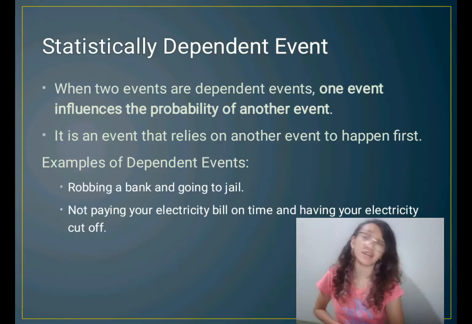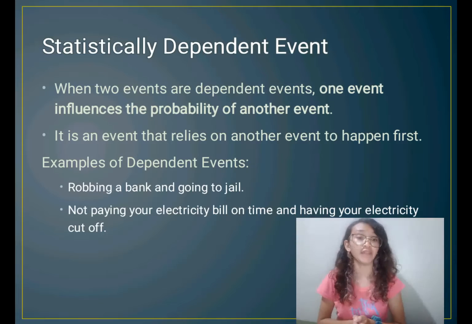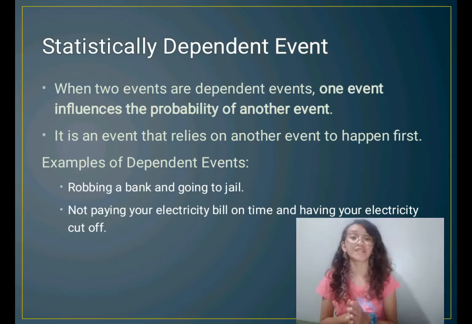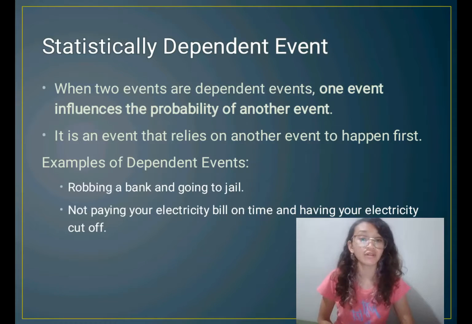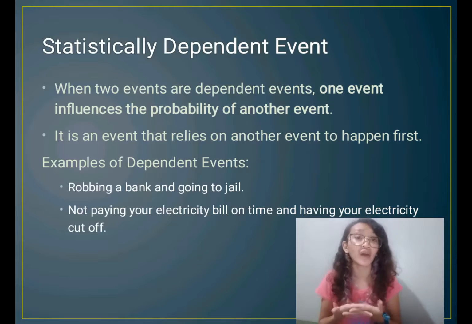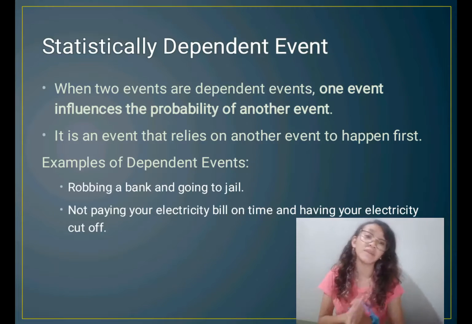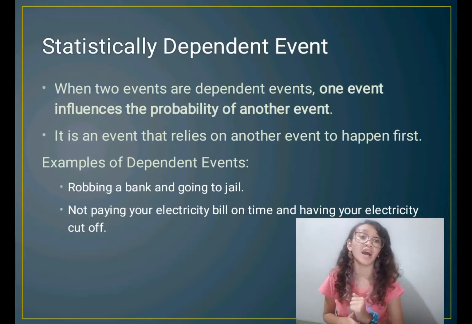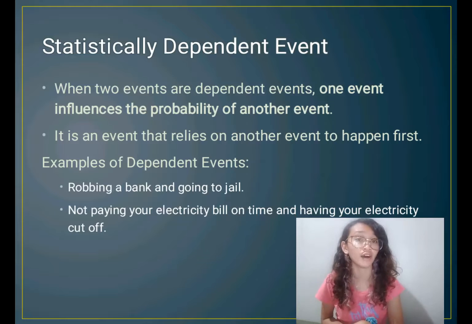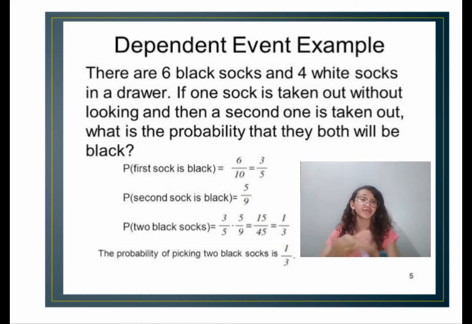When events are statistically dependent, the occurrence of one event affects or influences the probability of occurrence of some other event. It is also an event that relies on another event to happen first. For example, robbing a bank and going to jail, or not paying your electricity bill on time and having your electricity cut off.